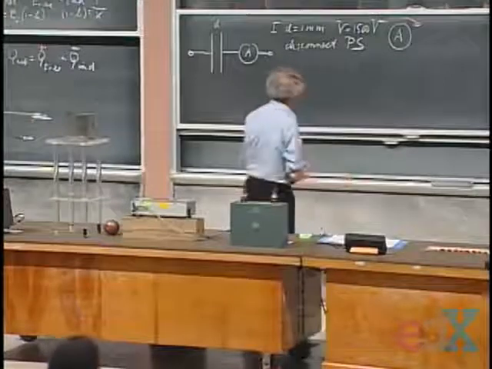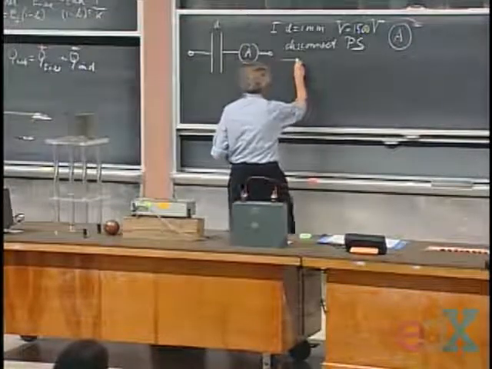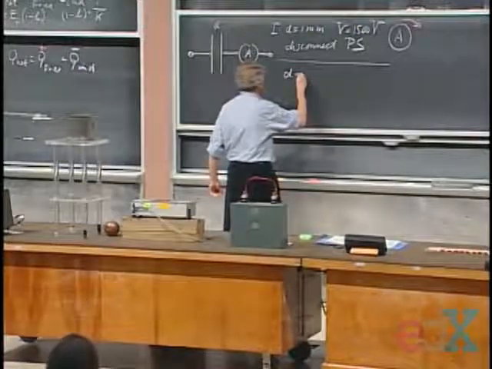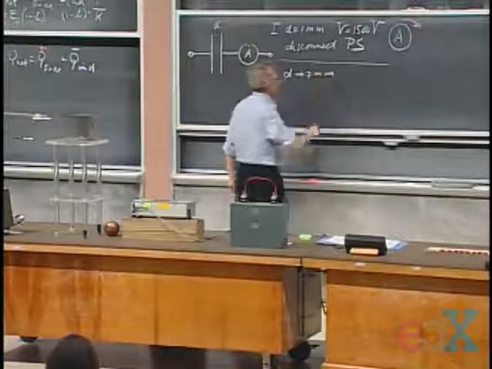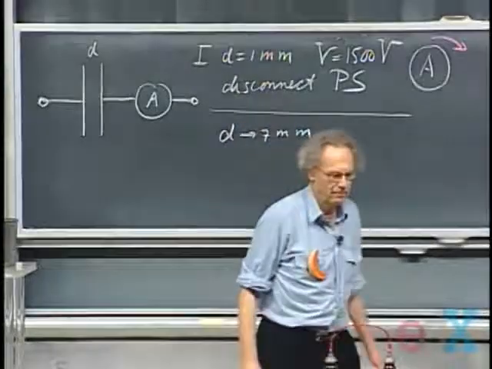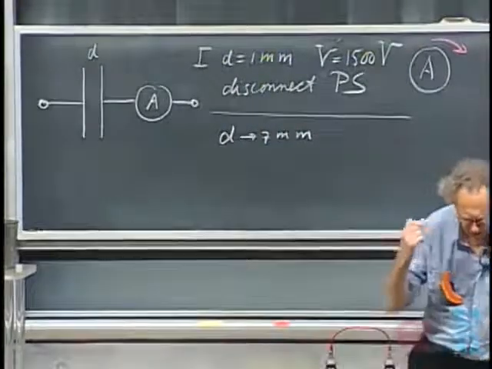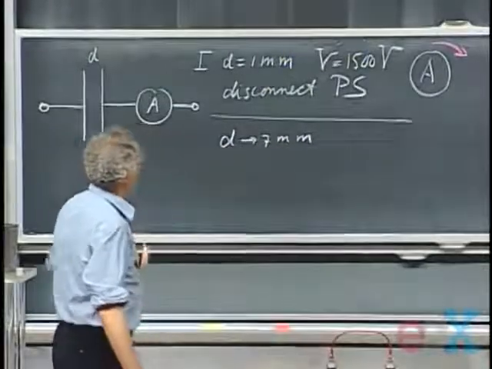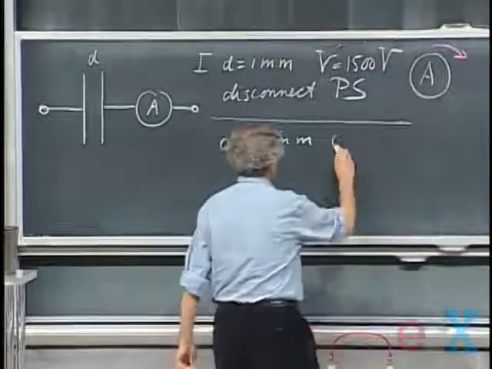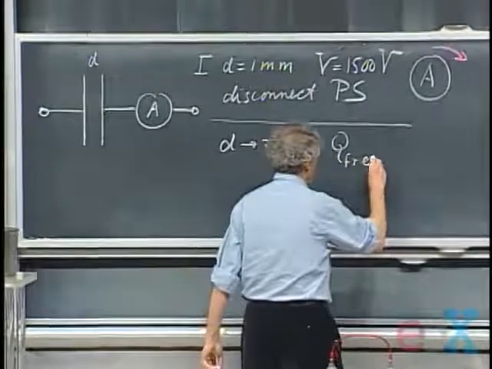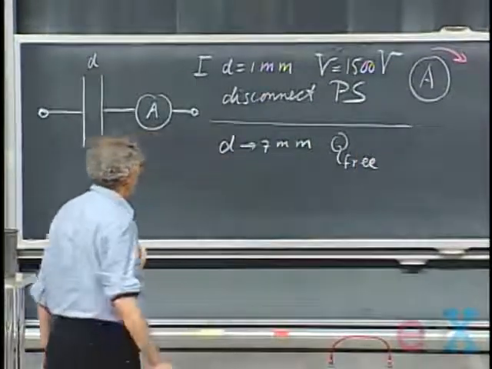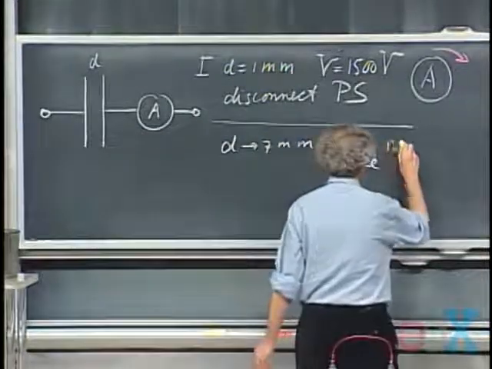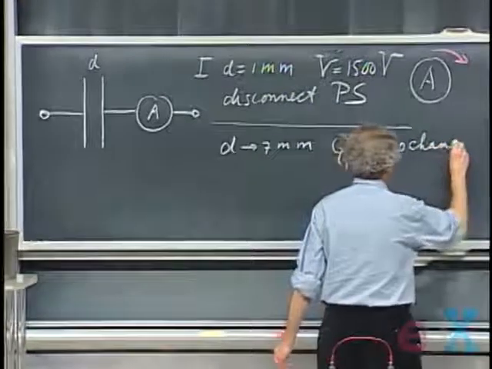And now I'm going to open up the gap. So this is my initial condition. There's no dielectric. And now I'm going to go D to 7 millimeters. And this is what I did last time. The reason why I do it again is because I need this for my next demonstration. If I make the distance 7 millimeters, then the charge, which I call now Q3, but it is really the charge on the plates, is not going to change. It is trapped.